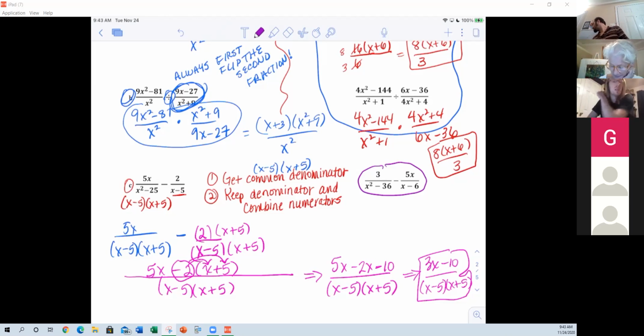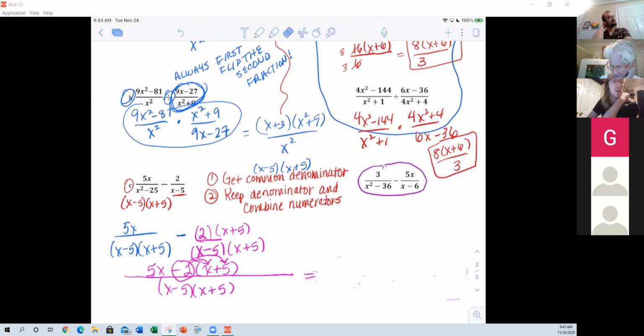Okay, so now first we need to factor the left fraction, which will get you x plus 6, x minus 6 in the denominator, minus 5x over x minus 6.